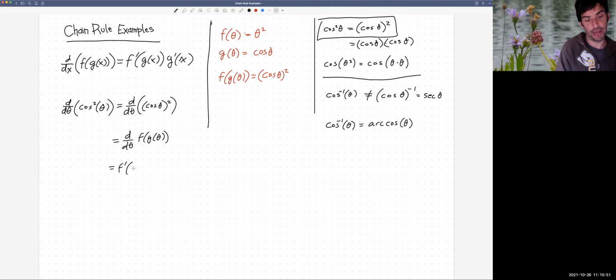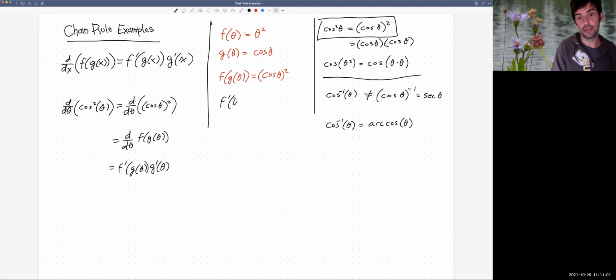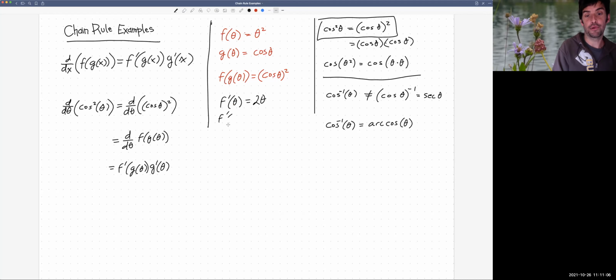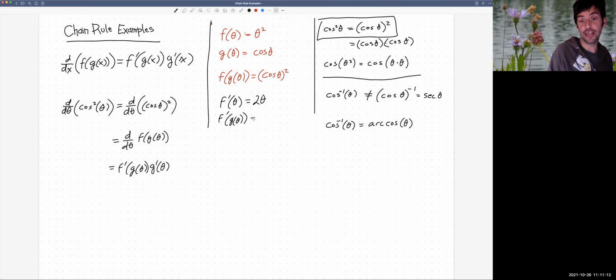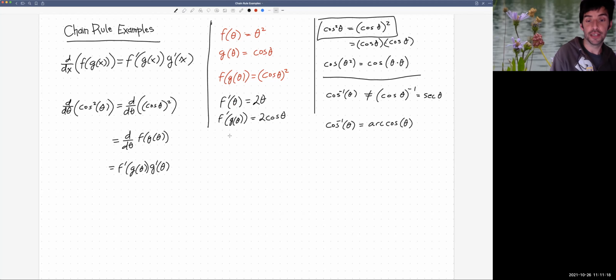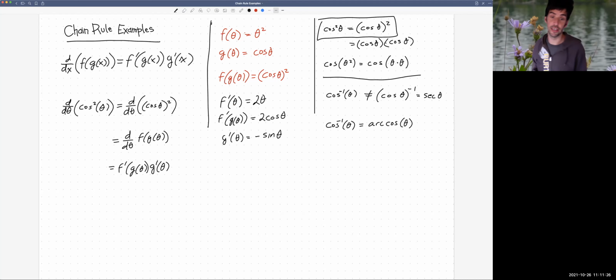So we'll have f prime of g of theta times g prime of theta. So then I just need my derivatives, right? So f prime of theta is 2 theta. And I like to write f prime of g of theta to be very clear, right? If f prime is 2 theta and I put in g of theta instead of theta, I get 2 times whatever g of theta is. And g of theta happens to be cosine of theta. And then g prime of theta is the derivative of cosine, which we know to be negative sine theta.